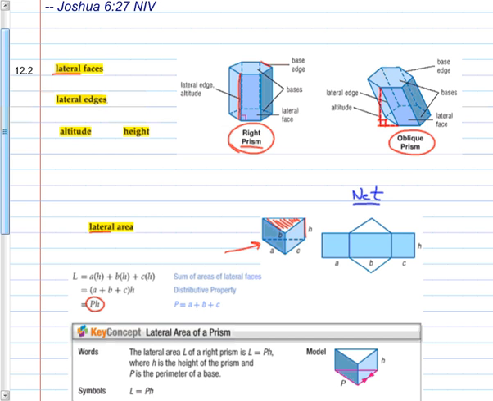It's easier to visualize this right prism if I made a net, cut down a lateral edge, and unfolded all the lateral faces. You could see that that also would be a big rectangle, where the base of that rectangle is the perimeter of the base of that prism times the height of that rectangle.